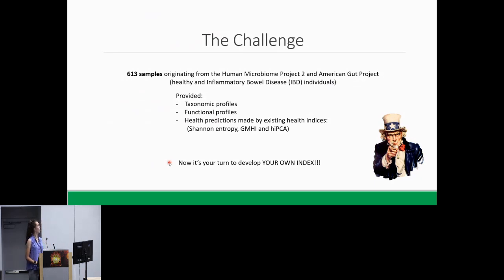And we also pre-calculated health scores produced by different already existing health indices. So we used taxonomy-based Shannon entropy, the gut microbiome health index, so the GMHI, and its successor HiPCA, which is almost like the GMHI, but it produces some additional transformations to the data.